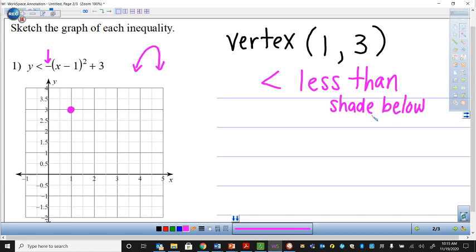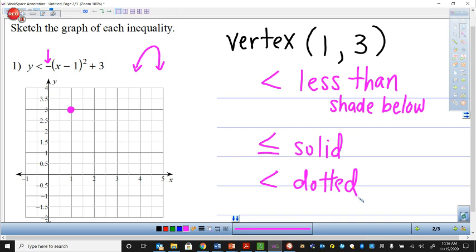Okay, but these are parabolas. It's not just graphing a straight line. But we know it's a parabola that goes down since this is negative. The vertex is 1, 3. And also in the past, we've talked about these symbols. If these are underlined, then you make a solid line on your parabola. And if it's not underlined, then it's a dotted line or dashed line when you make the parabola.